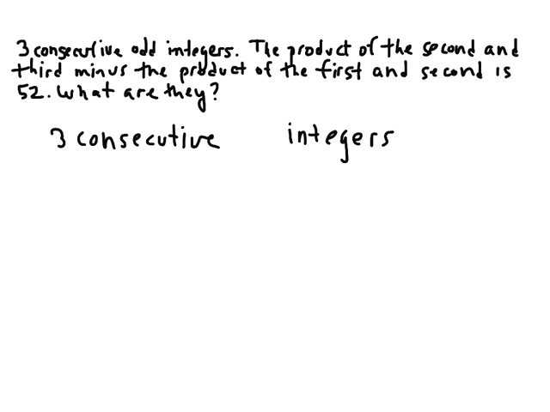Hi, here we're looking at a problem: three consecutive odd integers. The product of the second and the third minus the product of the first and the second is 52. What are they? So the question is, what do we mean by three consecutive odd integers?